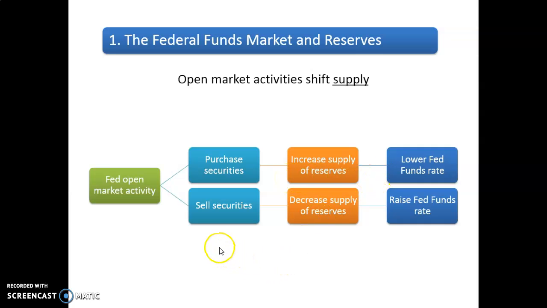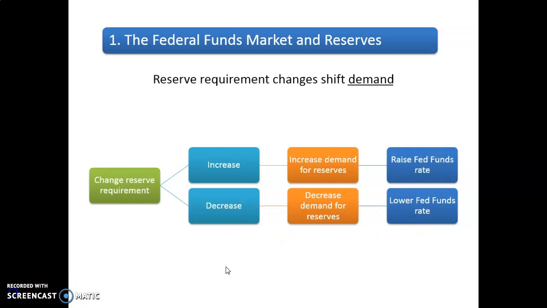On the flip side, if they want to contract the money supply, they will sell securities, which will decrease the supply of reserves in circulation and also raise the Fed funds rate. They can also change the reserve requirement, which will shift demand. So if they increase the reserve requirement, that increases the demand for the reserves and tends to raise the Fed funds rate, and vice versa.